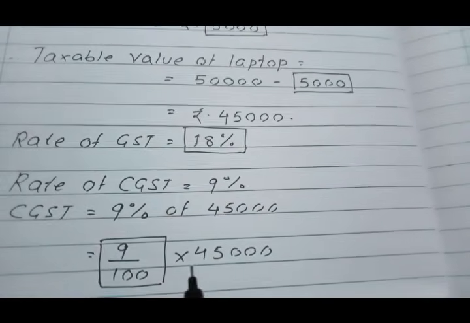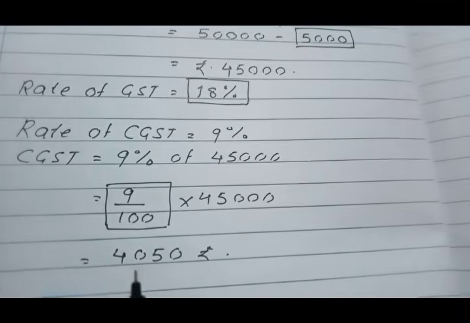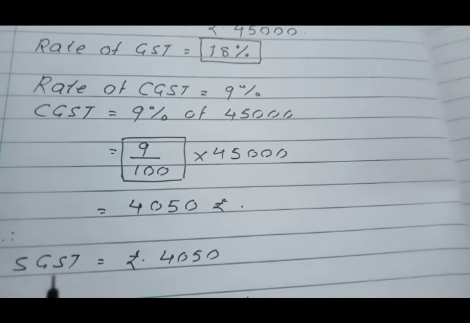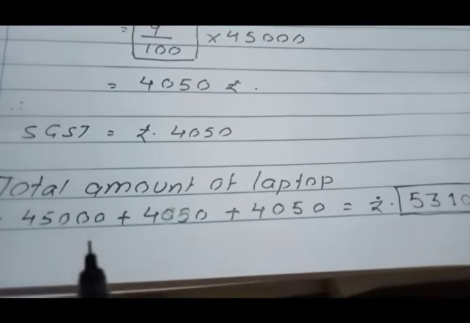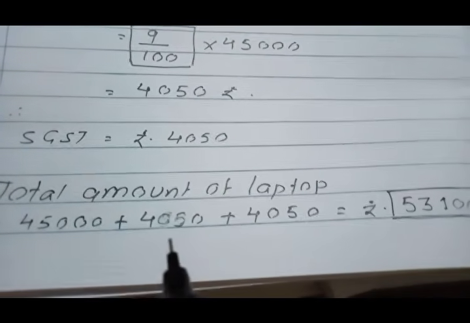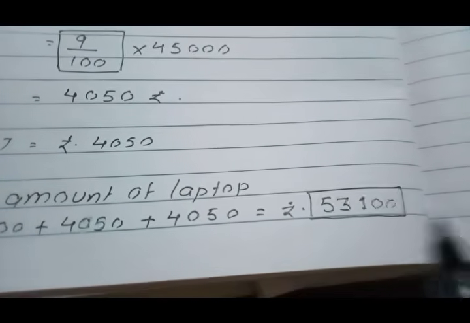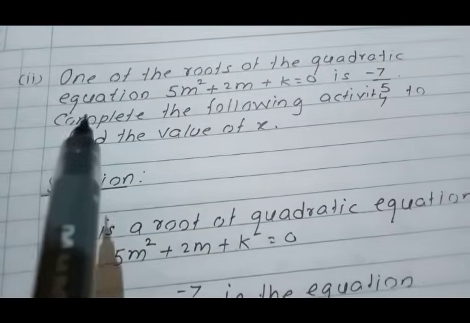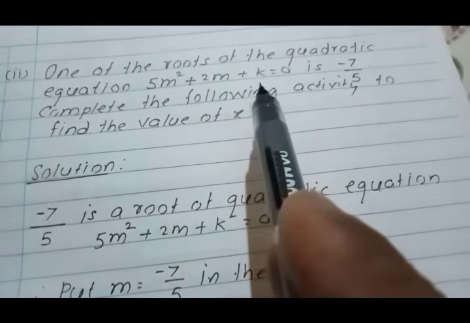So 9 upon 100 into 45,000. Zeros cancel. Answer: CGST is 4,050 and also SGST is rupees 4,050. Total amount of laptop is 45,000 plus 4,050 plus 4,050 rupees, which is 53,100.